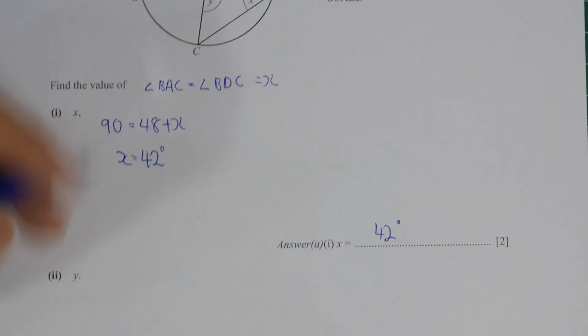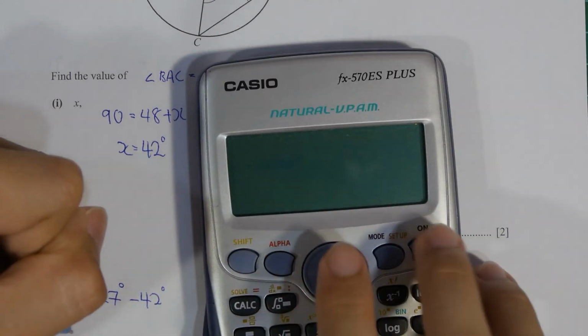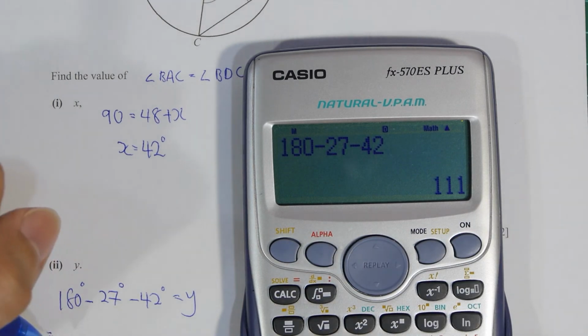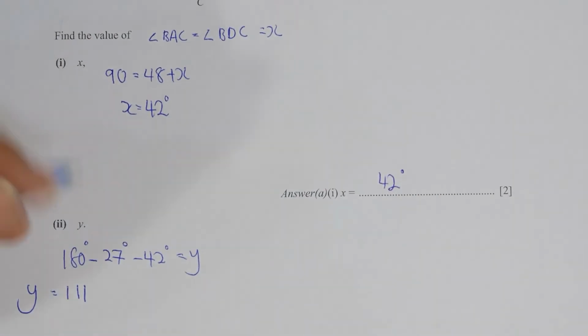Okay, with the 42 that we have gotten, the angle at the center there will be equivalent to Y. So 180 minus 27 minus 42 equals to 111.